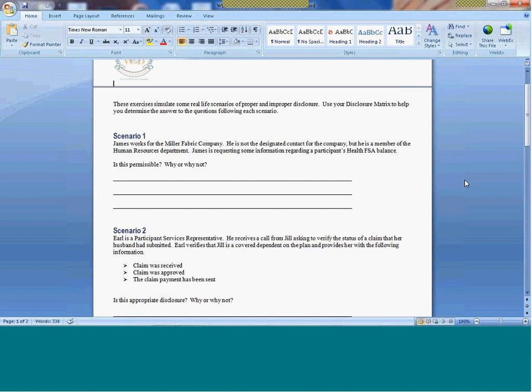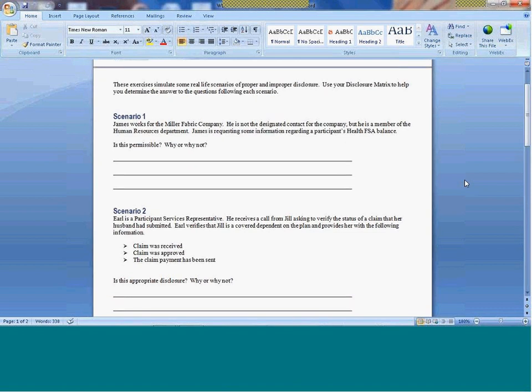Even if he says he's the president of the company, if I don't know who he is, I'm not going to talk to him. That's the same thing about my own company president. If I can't verify that he's authorized to have information, I'm not going to give it to him. So it's important to make sure that we determine who is authorized to hear what, and then what information they are authorized to hear. Let's take a look at scenario number 2.